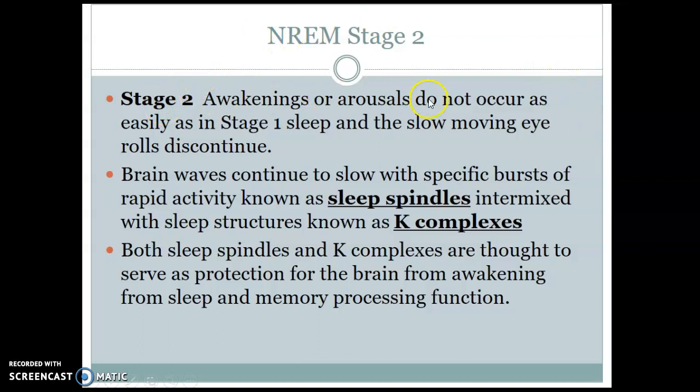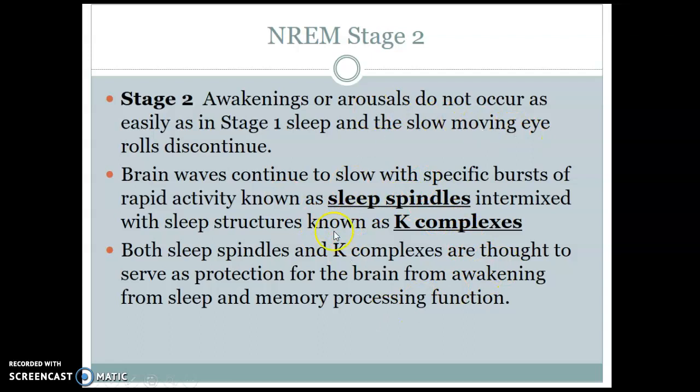Non-REM stage 2 sleep. Awakenings or arousal do not occur as easily as in stage 1, so obviously what we're trying to show there is it's a deeper sleep. Brainwaves continue to slow with specific bursts of rapid activity known as sleep spindles and K complexes. So if you look at the theta waves, it's going to be long, it's going to be slow, and then it's going to be these bursts of activity.